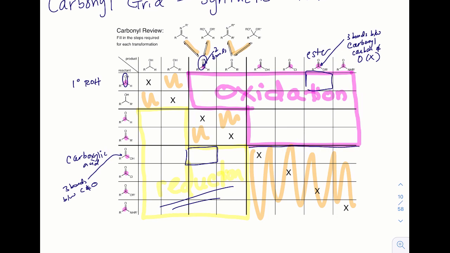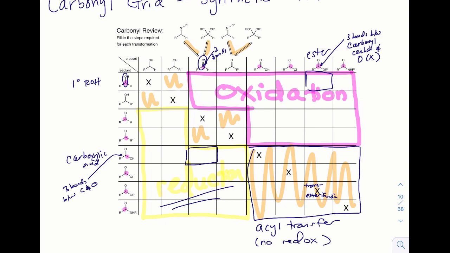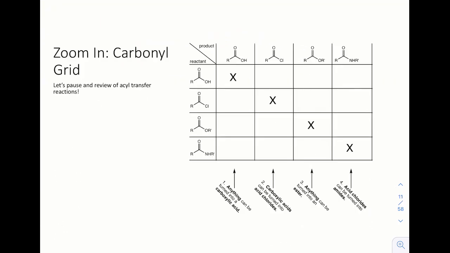This bottom right quadrant is the acyl transfer quadrant that we discussed in the previous lesson. There are no redox reactions occurring in acyl transfer reactions. We can zoom in on that section of the grid. We'll just take a look at one square here: acid chloride to carboxylic acid.